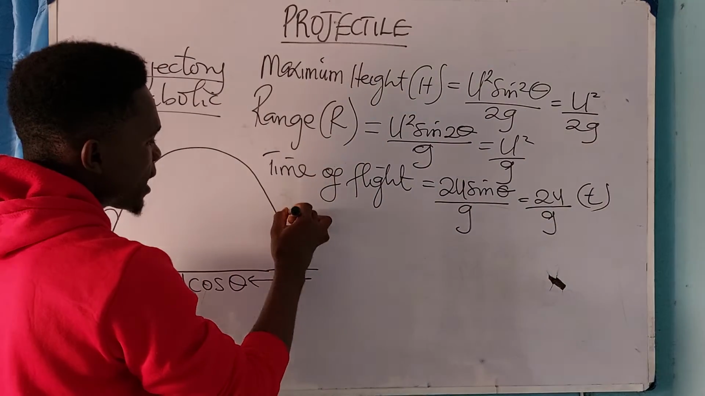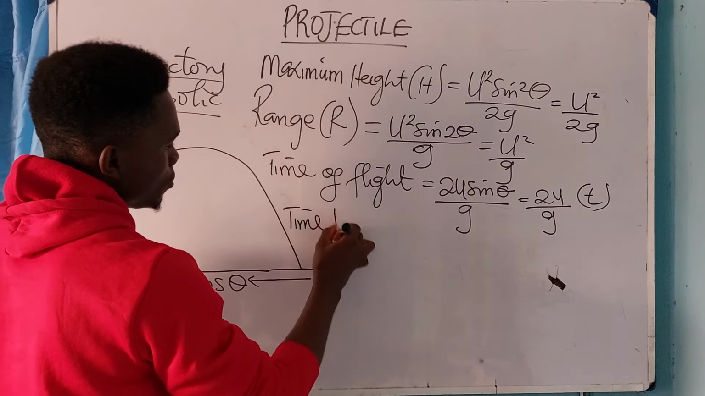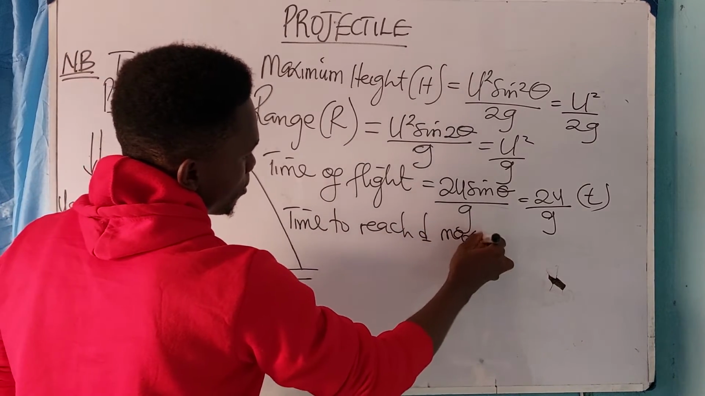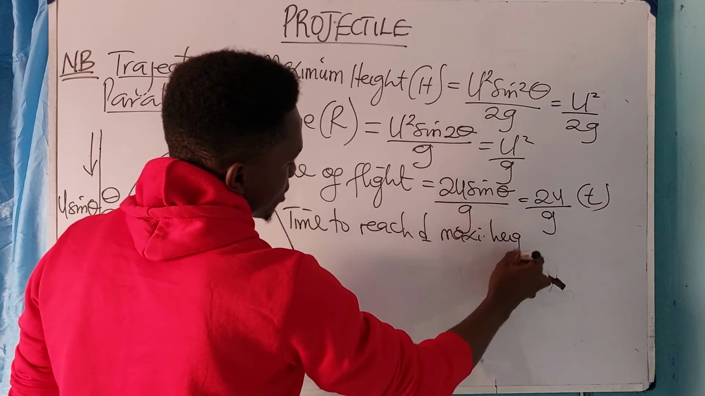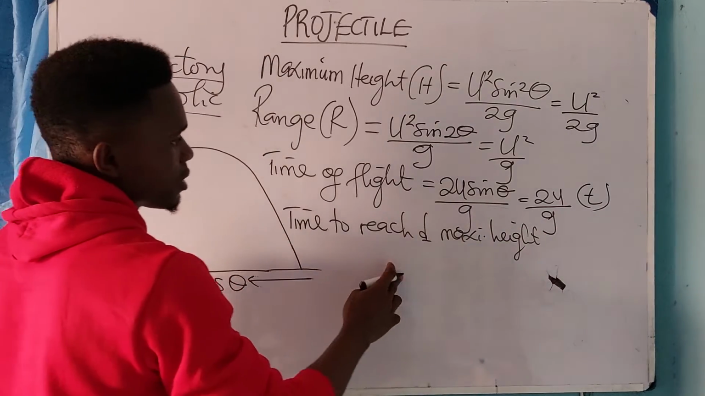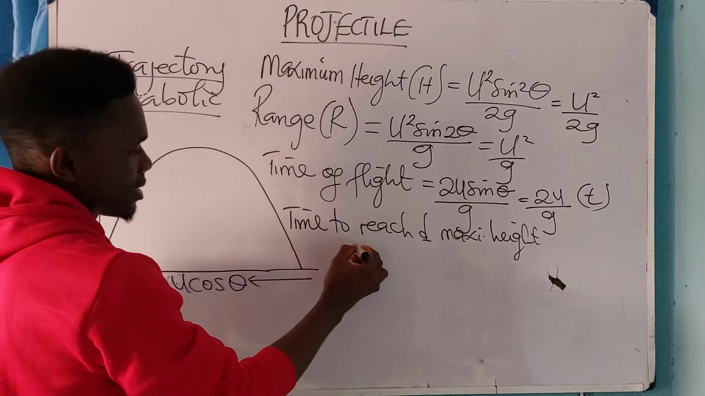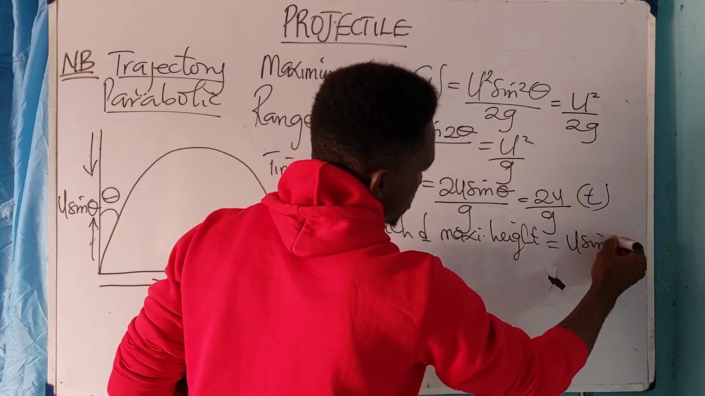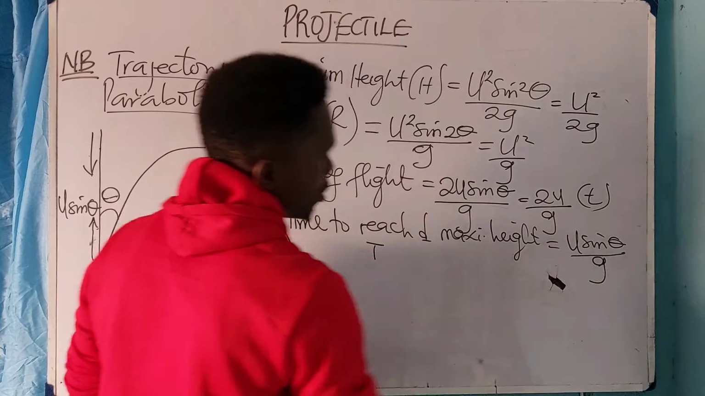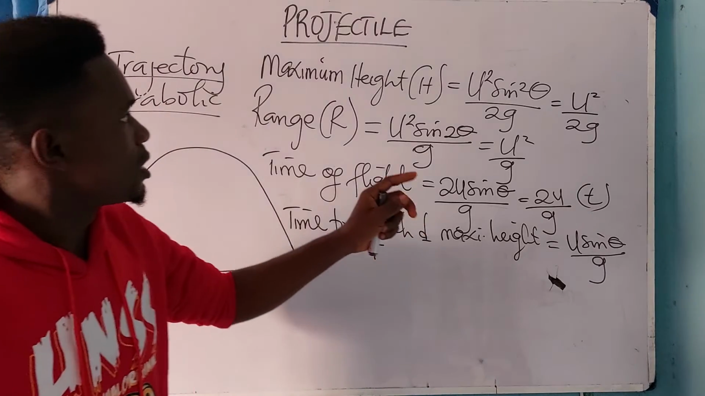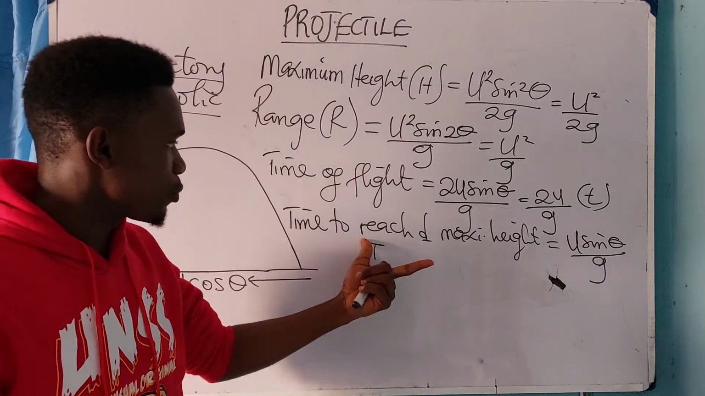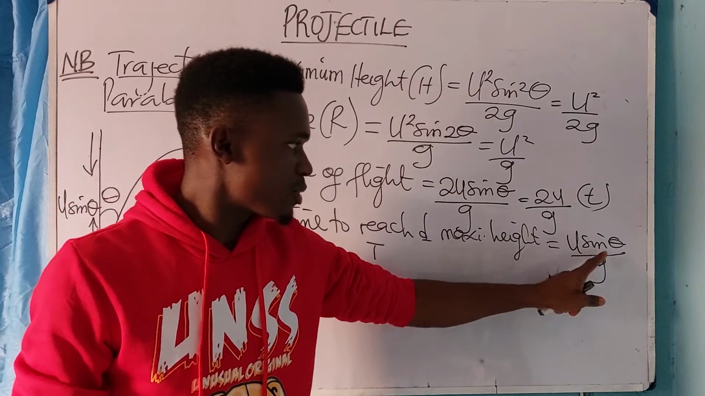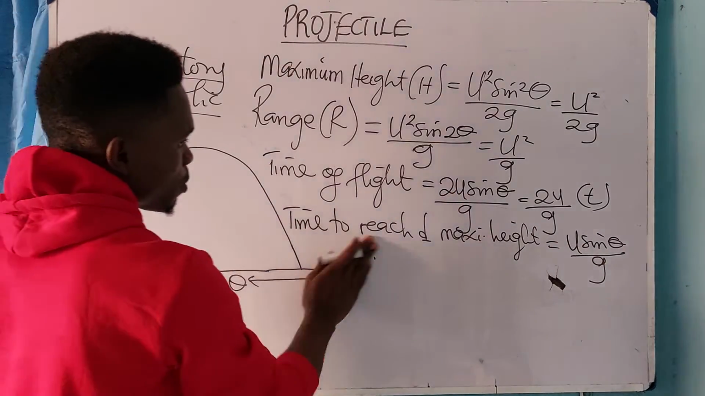Now you have the time to reach the maximum height. This one is denoted using capital letter T, and it is given as u sin theta over g. The difference between the time of flight and the time to reach the maximum height is just the 2, so the 2 is eliminated. You have u sin theta over g. Please take note of that.